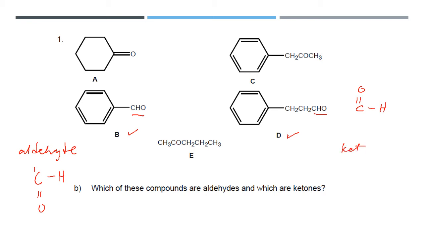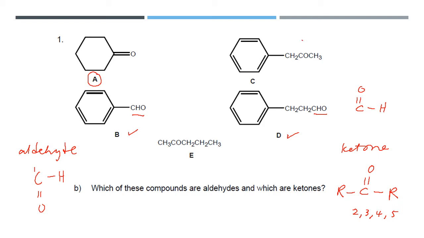But ketone, on the other hand, has the carbonyl carbon attached to 1 and 2 R groups. So basically, there is no H attached to this carbon. This carbonyl carbon in ketone can be carbon number 2, 3, 4, 5, however you're going to have the ketone. So here, cyclohexanone is a ketone.